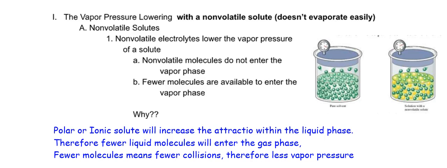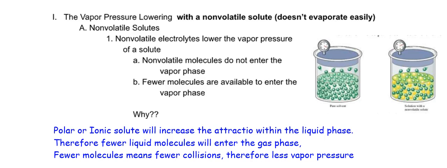I'm sorry, within the liquid phase. My apologies, so I'll say it again. A polar or ionic solute will increase the attraction within the liquid phase, right? It must be polar to dissolve. Therefore, there must be some kind of attractions. Those partial positives and partial negatives must be attracted there.